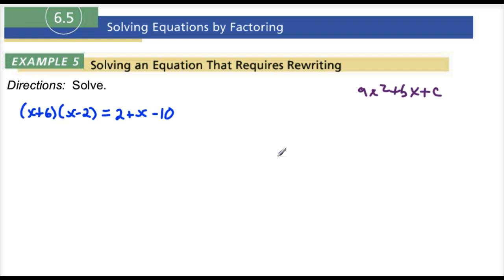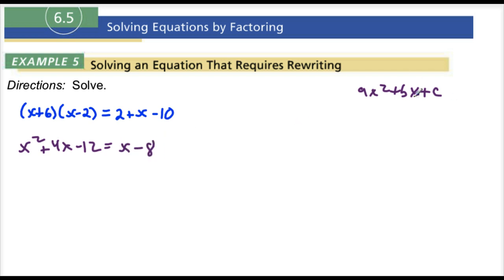Okay, so what I'm going to do here is first expand the left-hand side. So I'm going to distribute this. X times x is x squared. X times negative 2 is negative 2x, plus 6x, so it's going to be a 4x right there. And then 6 times negative 2 is negative 12. And then I'm going to rewrite. Actually, I could go ahead and just do x minus 8 right here.